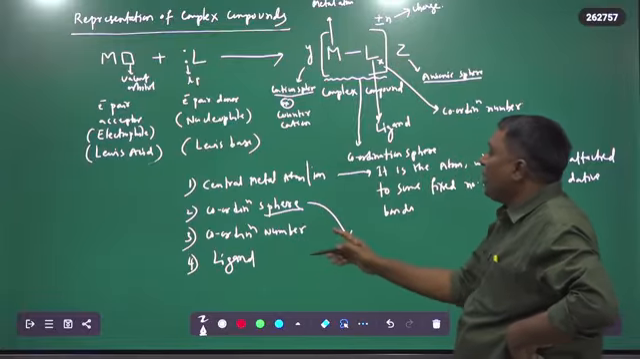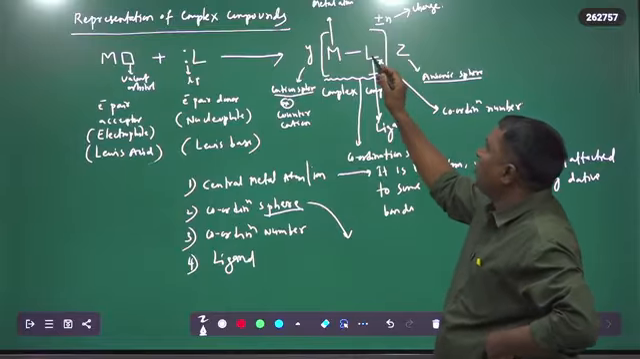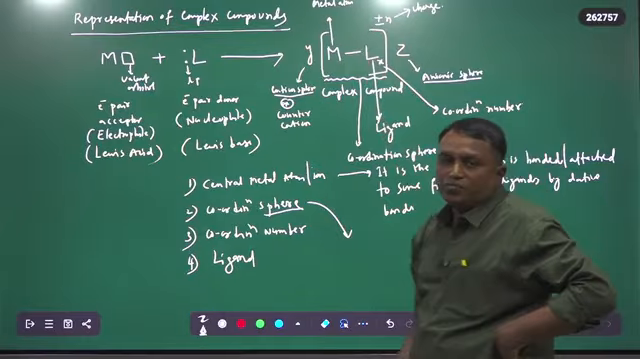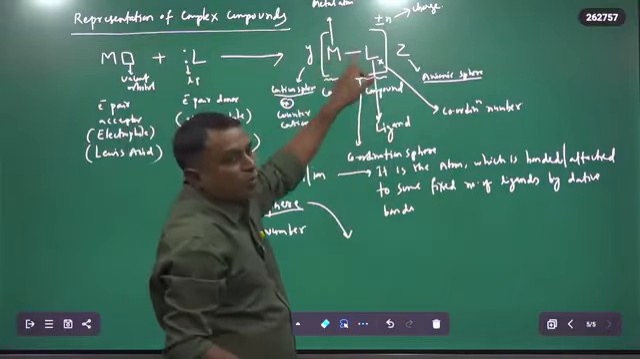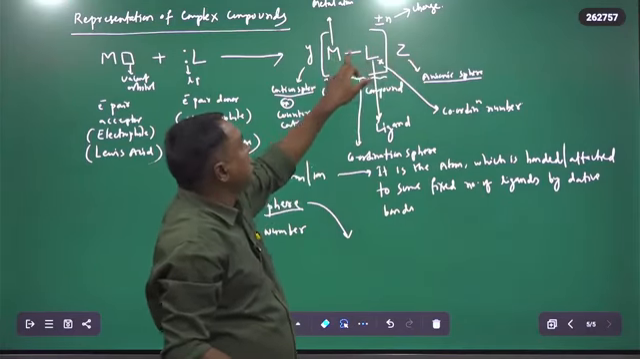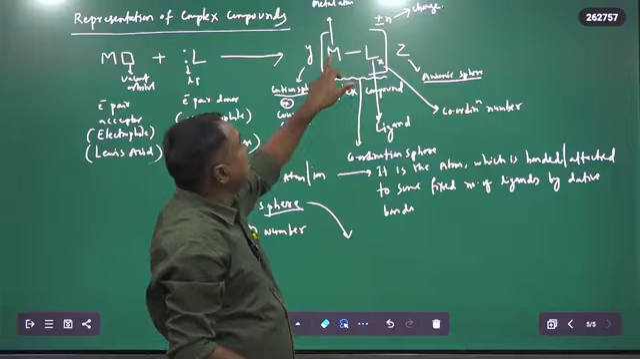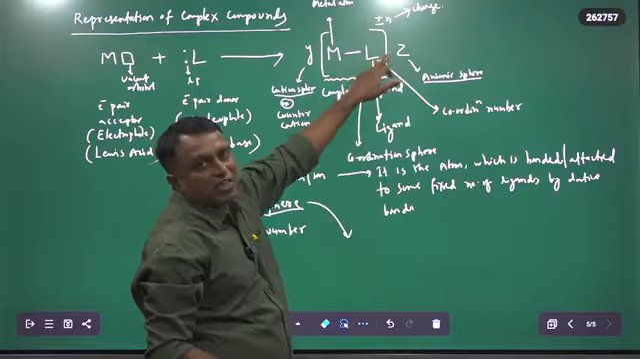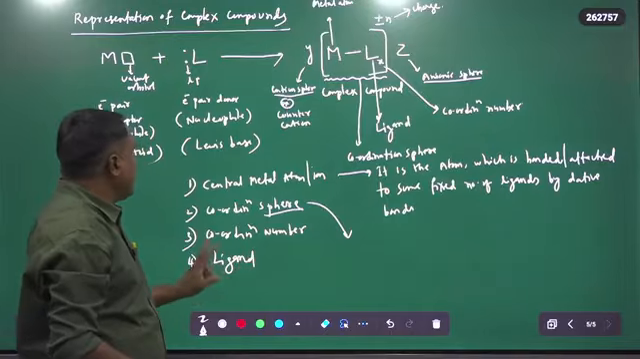And what is the coordination number? It is nothing but the number of chemical bonds between M and L. Coordination number is a number representing the number of chemical bonds between the central atom M and the ligands. It represents the number of chemical bonds between the metal and all the donor atoms of the ligands. That is nothing but the coordination number.